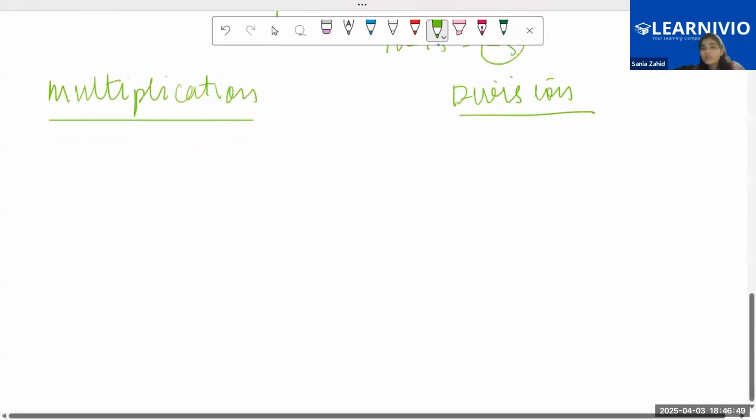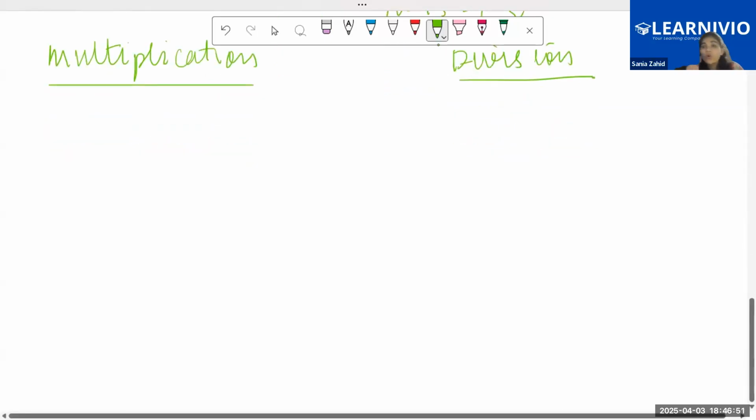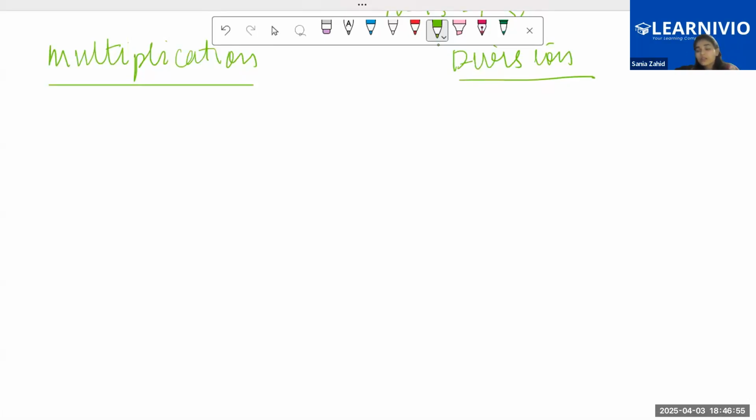Okay, so let's suppose again I have two numbers, whole numbers. Give me an example of any two whole numbers. 10 and 8. Okay, so let's try to multiply 10 and 8. 10 multiplied by 8 would give me 80.